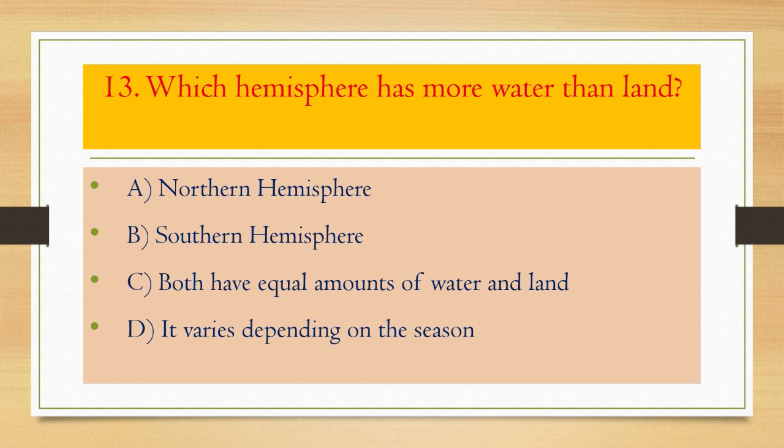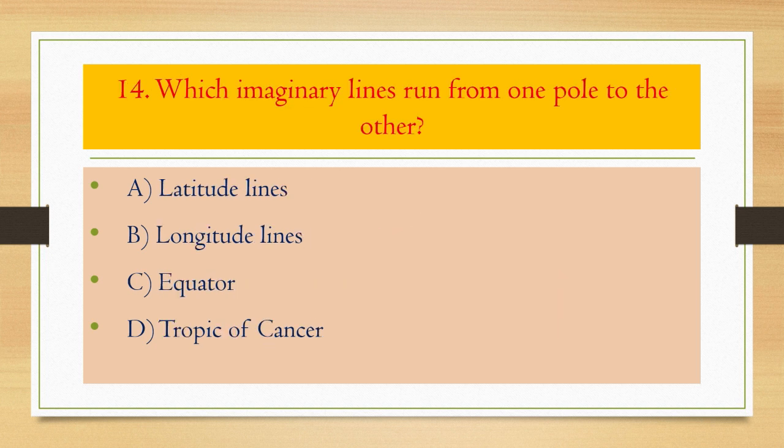13th question. Which hemisphere has more water than land? Northern hemisphere or southern hemisphere? Both have equal amounts of water and land, or it varies depending on the season. The answer is southern hemisphere. In the southern hemisphere you will find more water, and in the northern hemisphere you will find more land. Correct answer is southern hemisphere.